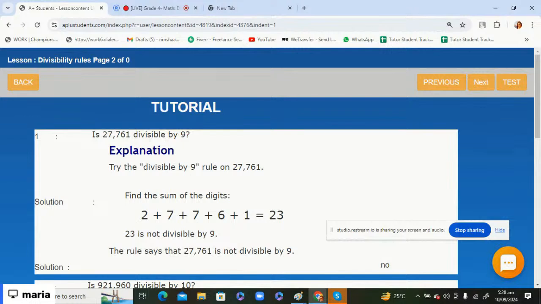So after division, you're going to add firstly 2 plus 7 plus 7 plus 6 plus 1. That becomes 23. Okay, so divide 9 over 23. 9 times 1 is 9, 9 times 2 is 18, 9 times 3 is 27. So it cannot come in 23. So we are saying that this is not divisible by that table. Okay, that's it. Let's do next.